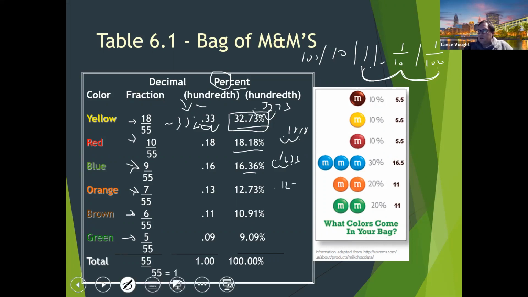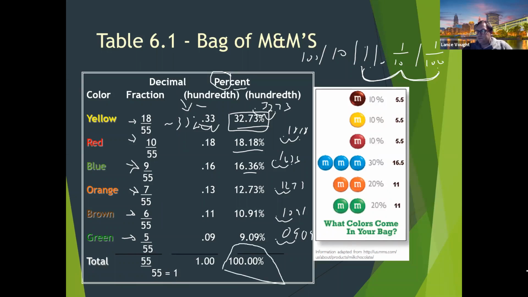0.1273, move over 1, 2, that gives you 12.73%. 0.1091, 1, 2 gives you 10.91%. And then this one, you actually 0.0909, 2, you end up with 9.09%. Then I'll add all these up, you get 100%.